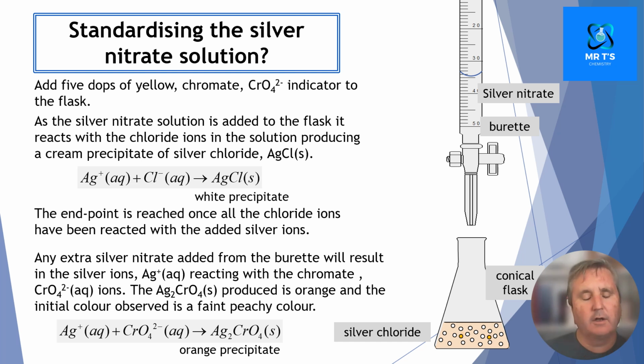We use this knowledge to calculate what the concentration now is of the silver nitrate by using the known concentration of the silver chloride and the amount of the volume of silver chloride and the volume of silver nitrate used. Let's look at how we do this.